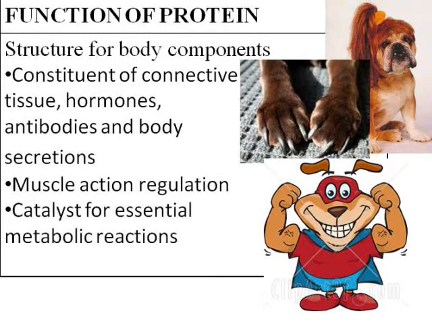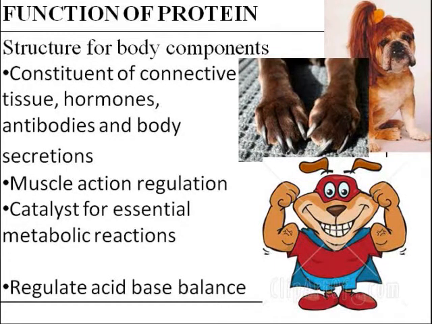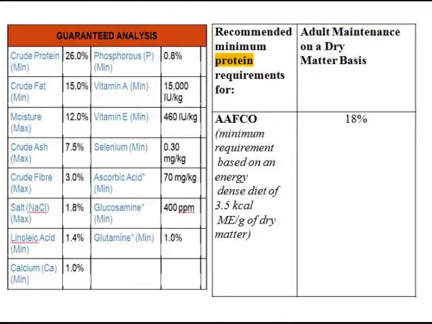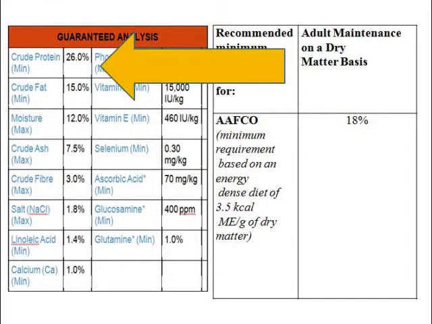Proteins catalyze the body's essential metabolic reactions and provide for nutrient digestion. And proteins act as important carrier substances and contribute to the regulation of acid-base balance. The minimum requirement of crude protein as suggested by the AAFCO is 18% for maintenance. Our feed sample ProPlan contains 26% crude protein, thus it does meet the dog's dietary requirements.